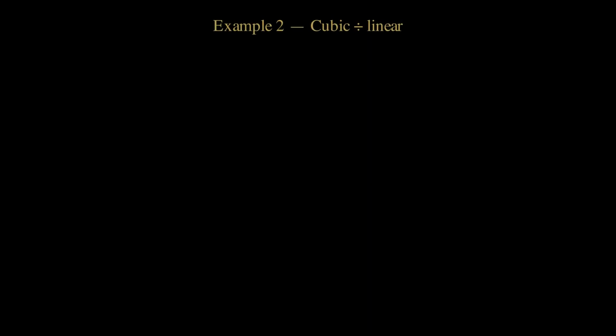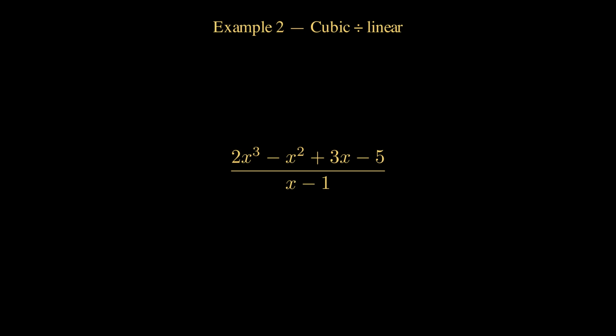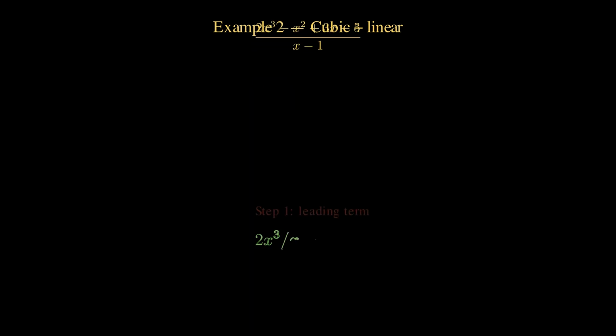Example 2, medium, divide 2x cubed minus x squared plus 3x minus 5 by x minus 1. First term 2x cubed divided by x is 2x squared. Multiply and subtract to get x squared plus 3x. Continue the routine. The next quotient term is x, then plus 4, with remainder negative 1.